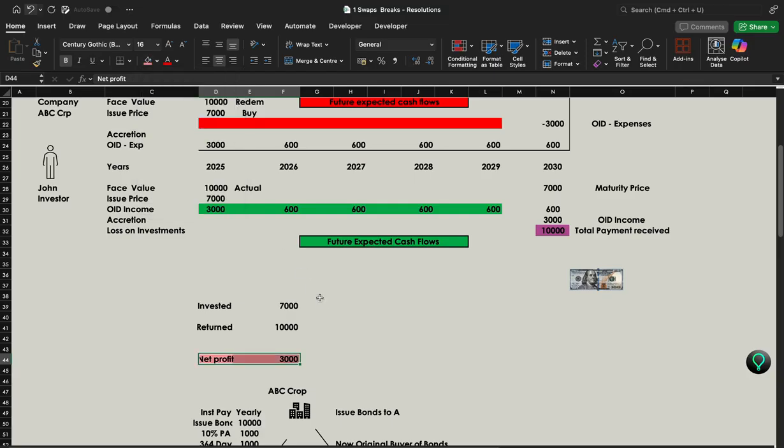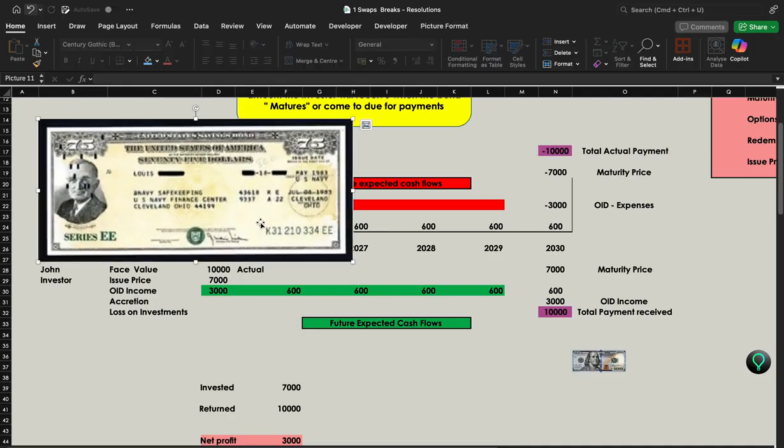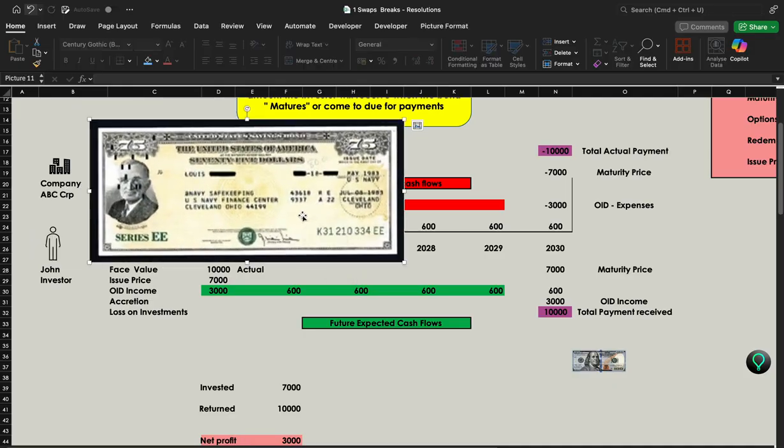So this is how your zero coupon bonds investment works. Any question on zero coupon bonds? Now, if you ask me, sir, how bonds look, here is the image. Let me just increase the size. See how bonds look.